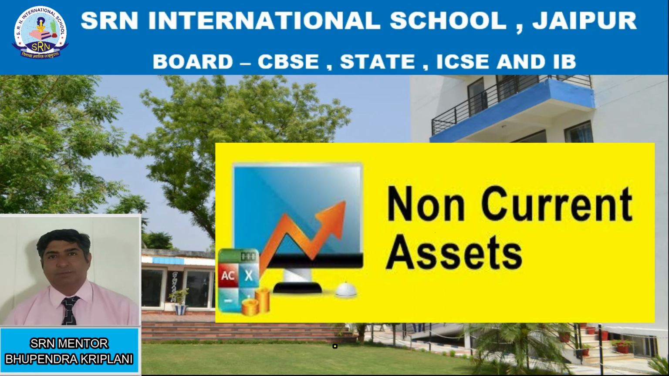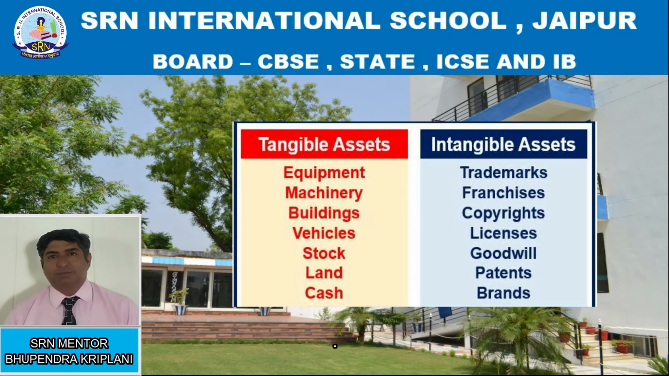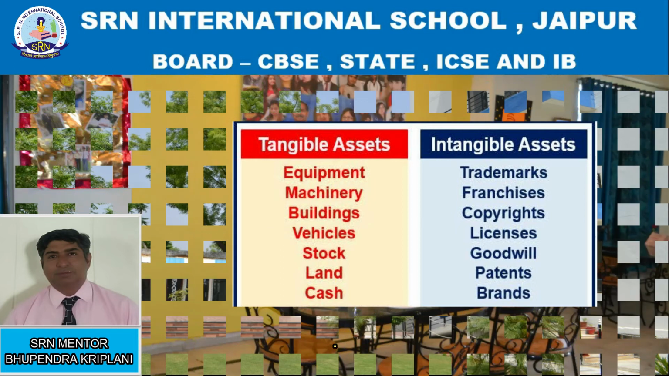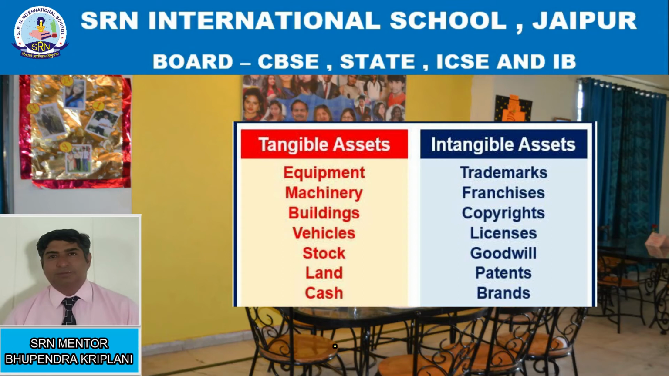Further, non-current assets are classified into two parts. Tangible assets, assets which have physical existence and can be touched and seen. Examples are machinery, furniture, building, etc. Intangible assets, assets which have no physical existence and can be felt by operation. Example is goodwill, patent, trademark, etc.